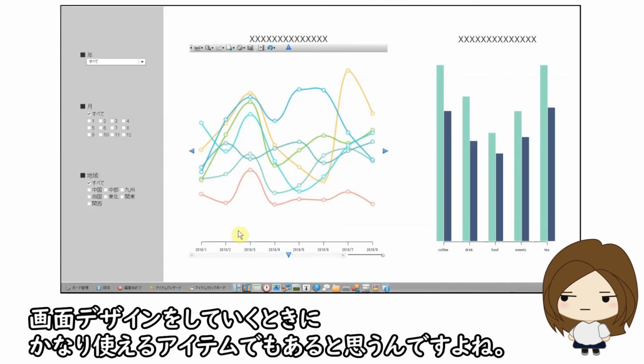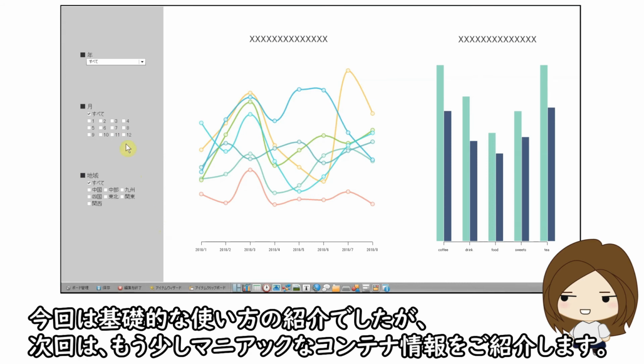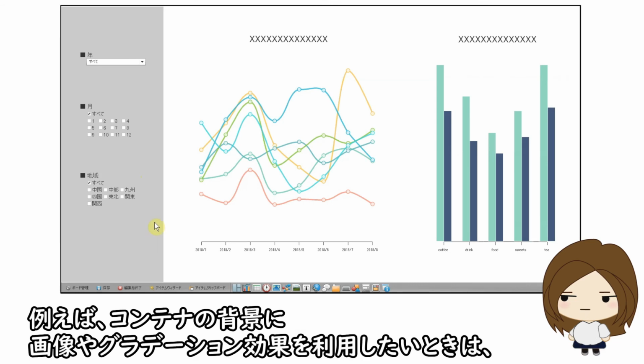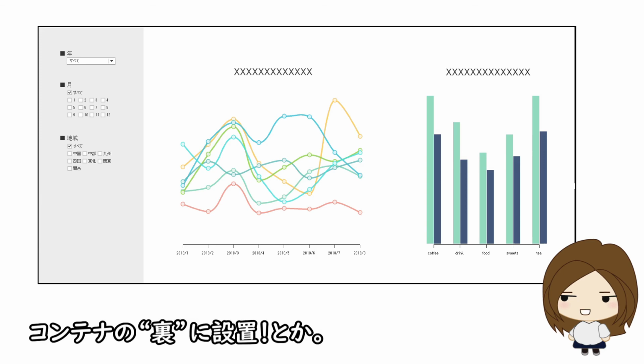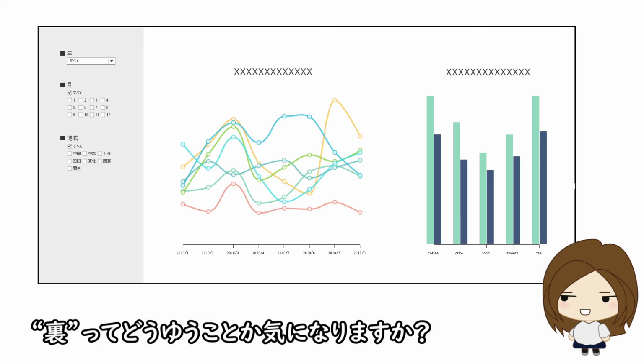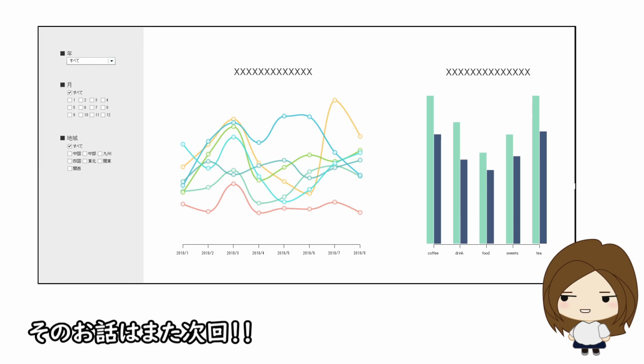I think containers are not only useful for organizing items, but they are also quite handy when designing boards. In this video, I introduced the fundamentals of containers, but next time I'll share even more detailed information about them. For example, placing images or a gradient behind the container if you want to use an image or a gradient effect as a container's background. What do I mean by behind? Let's save that topic for next time.